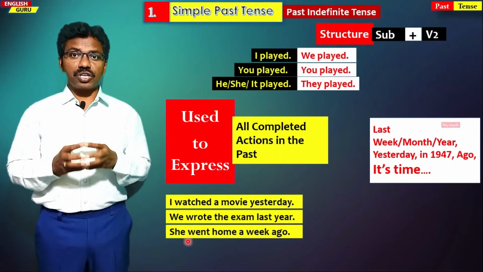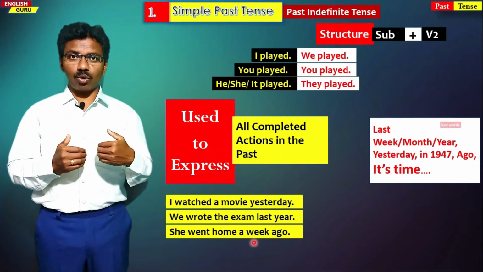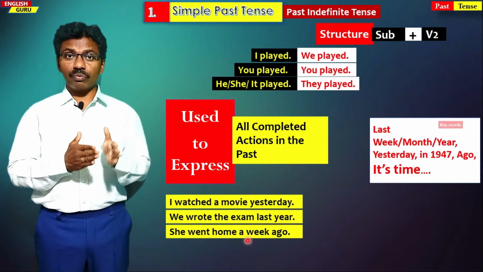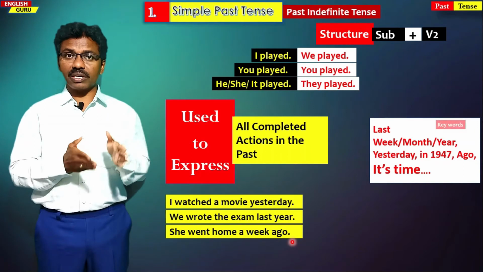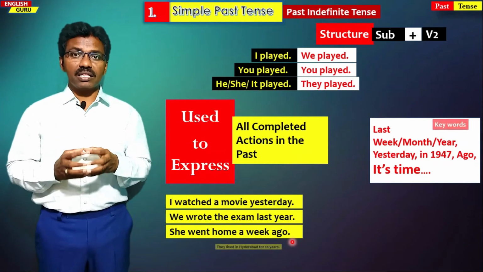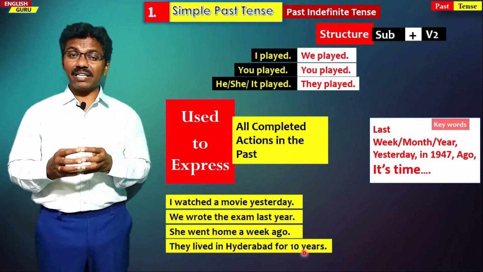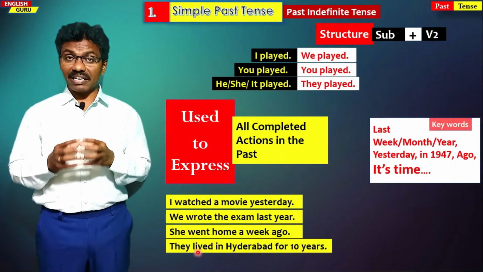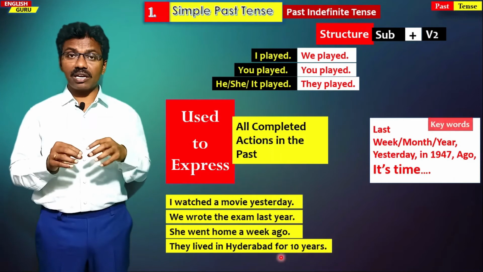And the next one, she went home a week ago. A week ago, in the past, not this week, last week only she went. So it's in simple past tense. And then in a similar way, they lived in Hyderabad for 10 years. So they lived in Hyderabad for 10 years. Now they are not living there.